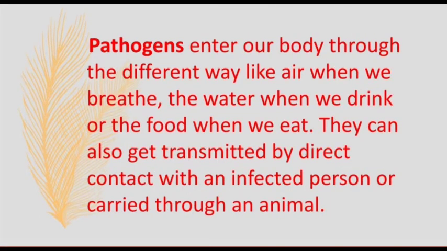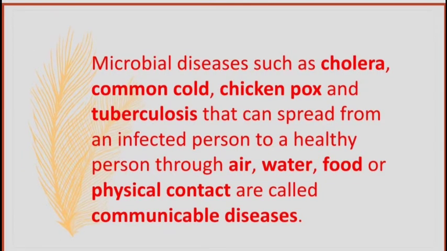Pathogens enter our body in different ways, like air when we breathe, the water when we drink, or the food when we eat. They can also get transmitted by direct contact with an infected person or carried through an animal. Microbial diseases such as cholera, common cold, chickenpox, and tuberculosis that can spread from an infected person to a healthy person through air, water, food, or physical contact are called communicable diseases.